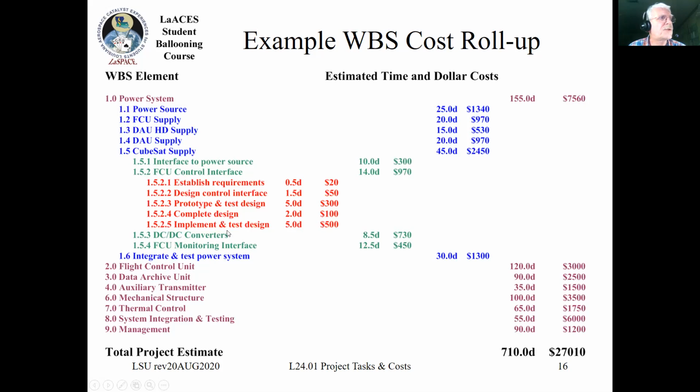Well, if you do that for each one of these things, then you get these times and dates. You add up all these, and for the CubeSat supply you get 45 days and $2,450. You do that for the other higher level ones, and then eventually to your main units, and you end up with a total price of over $27,000 and 710 days. Okay, for one person doing these things, I guess. All right, so that's how you can do that time and cost estimate on these things.